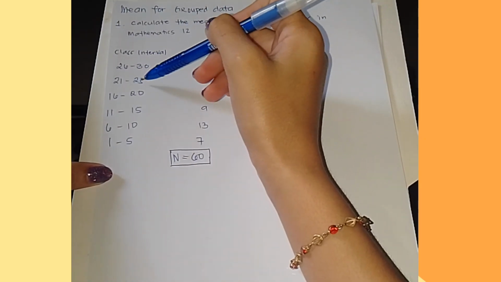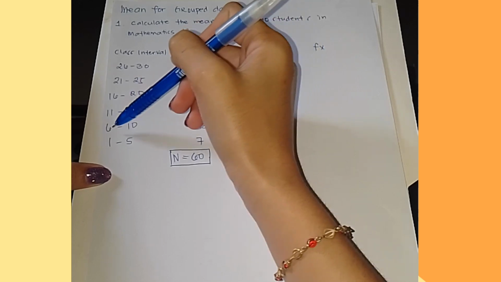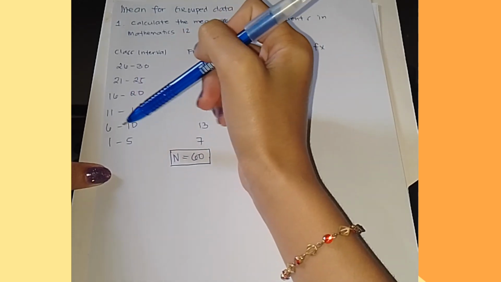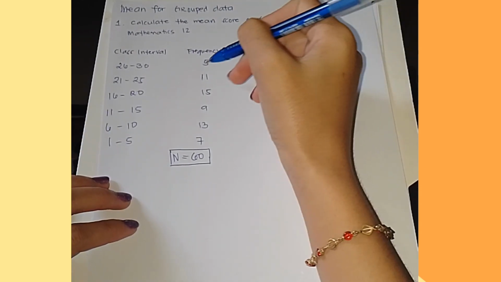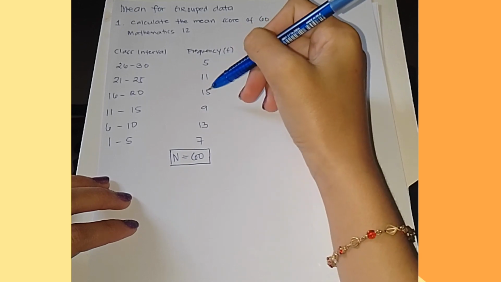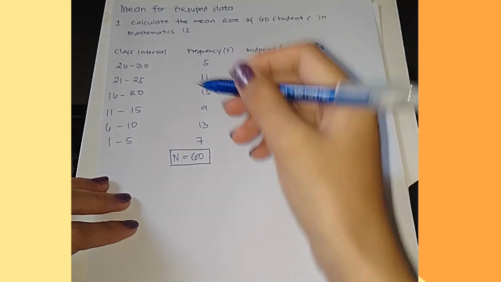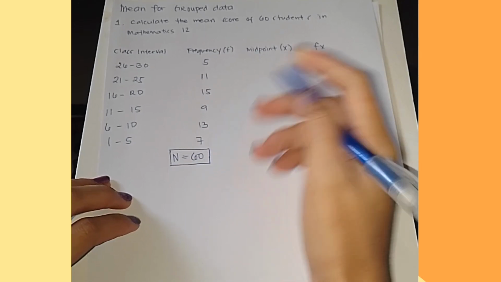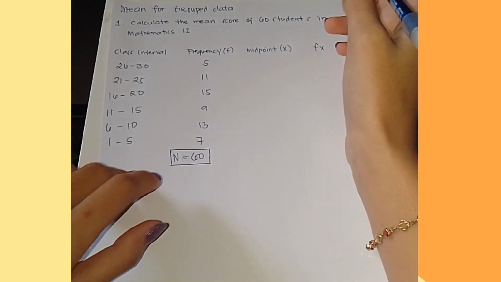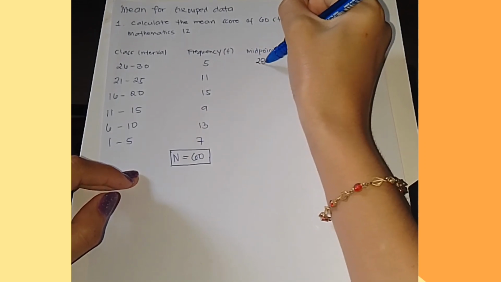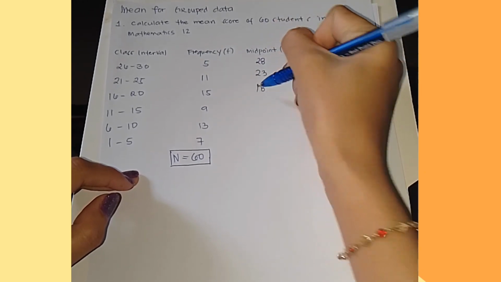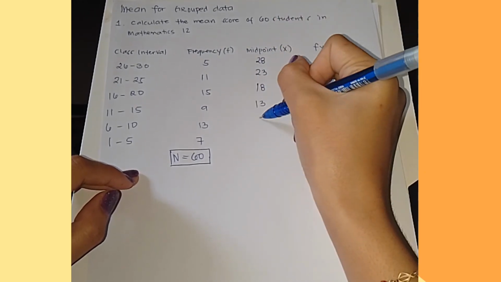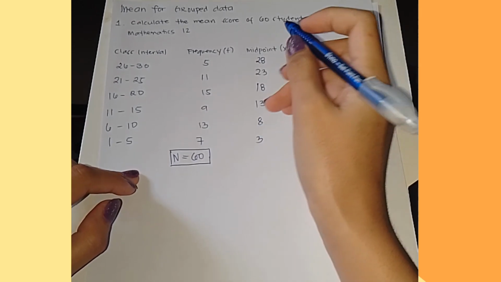So in our class interval, we have 26 to 30, 21 to 25, 16 to 20, 11 to 15, 6 to 10, and 1 to 5. The frequencies are 5, 11, 15, 9, 13, 7, and n is equal to 60. So our midpoints here are 28, 23, 18, 13, 8, and 3.